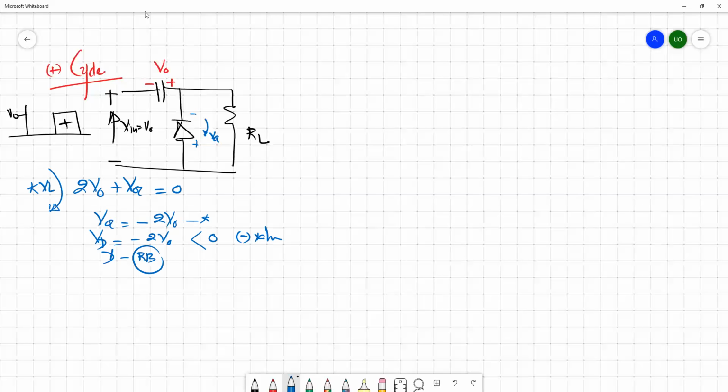So then what happens to the circuit? We can simplify the circuit. So we have a capacitor here, we have a resistor here. This is reverse bias, so this is open then. So we have plus minus V out here. So this is already charged up to V naught. So we have RL here and C here.